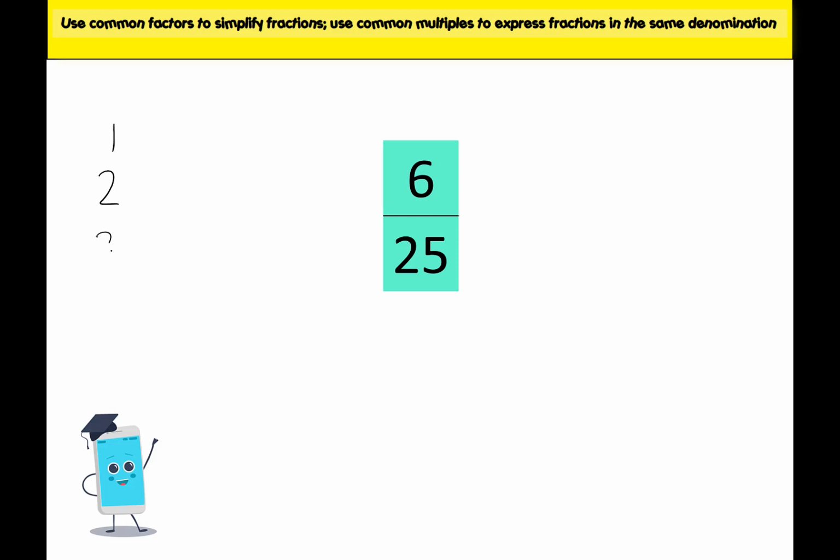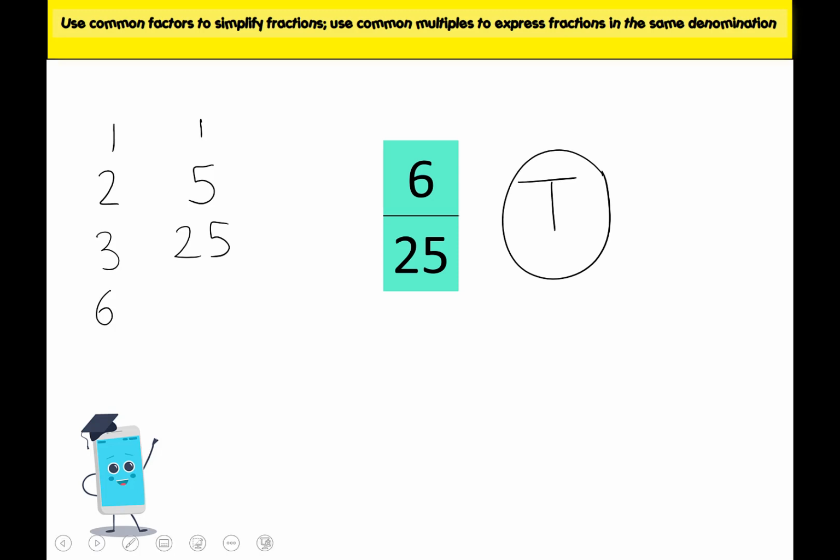1, 2, 3, 6. Those are my factors of 6. Now let's make a list of the factors of 25. 1 and 5 and 25. There are no other factors of 25, and you can see that there are no common factors apart from 1, and if I divide both by 1, it's going to stay the same. Therefore, this actually is in its simplest form, so it would be a true. Let's have a go at another one.